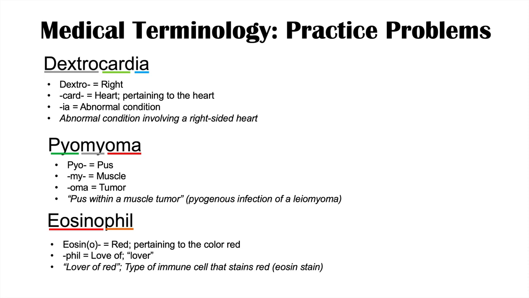But it's actually a type of immune cell that stains red, and it stains well with an eosin stain. This is a bit of a weird way of naming a cell, but other cells are named like this too. Again, it really means lover of a red stain. It's an immune cell that stains red.